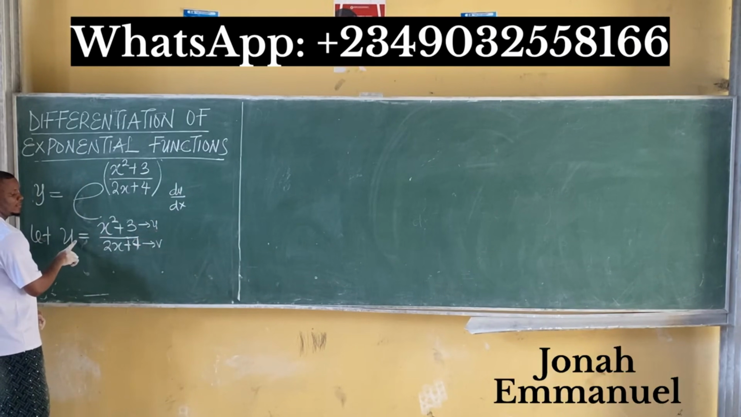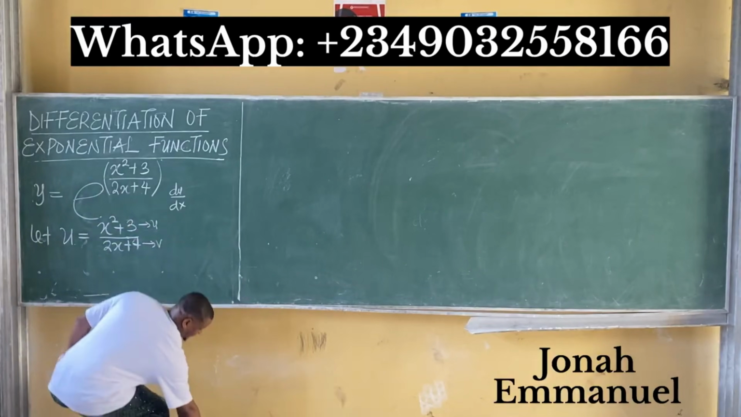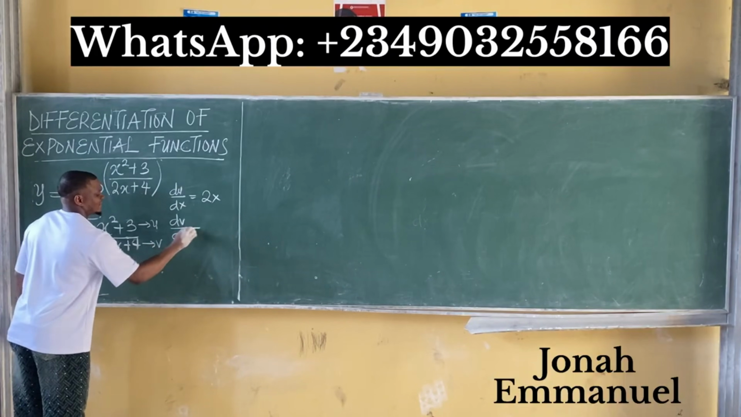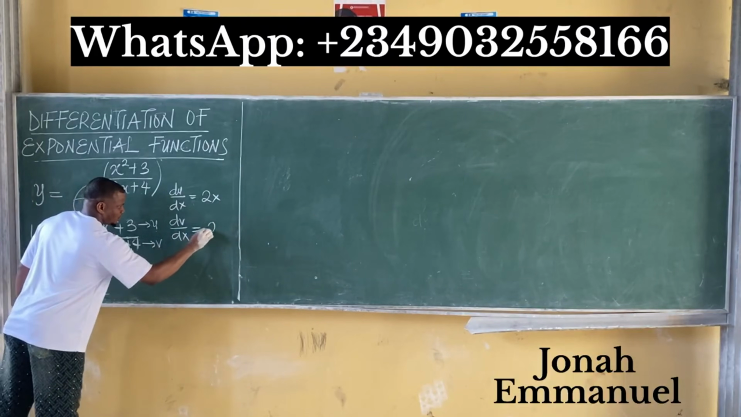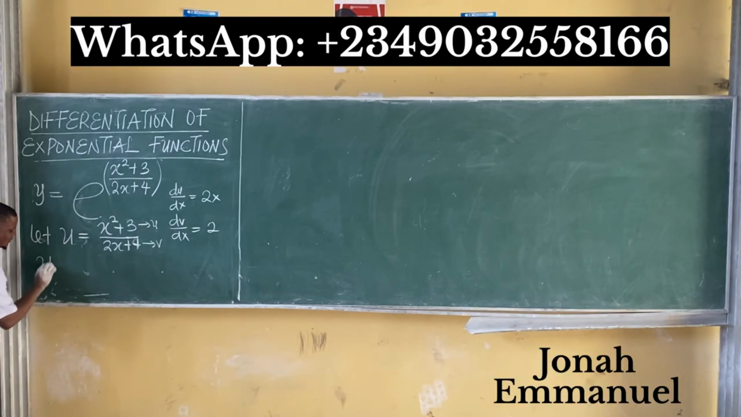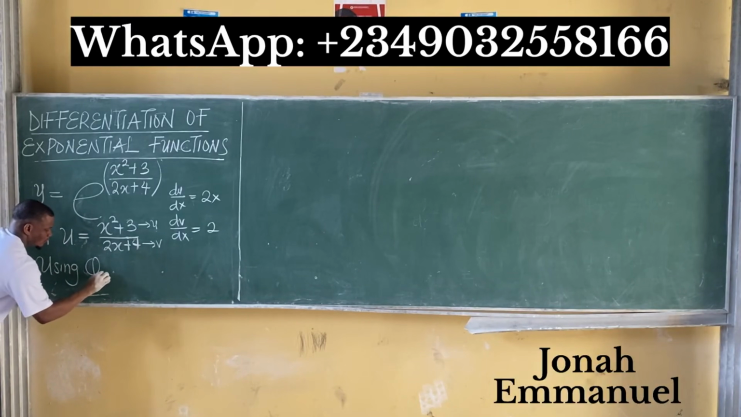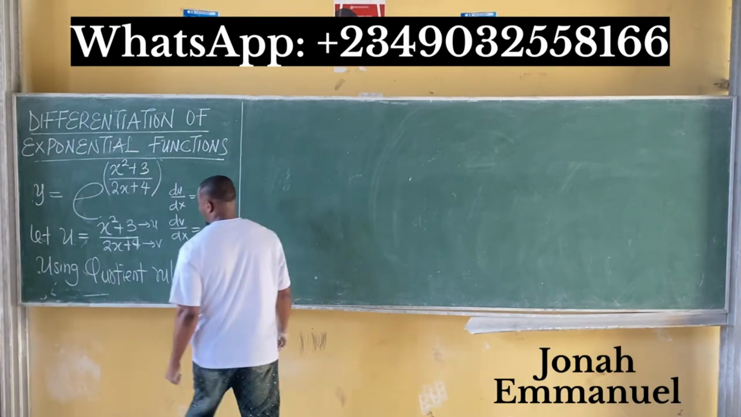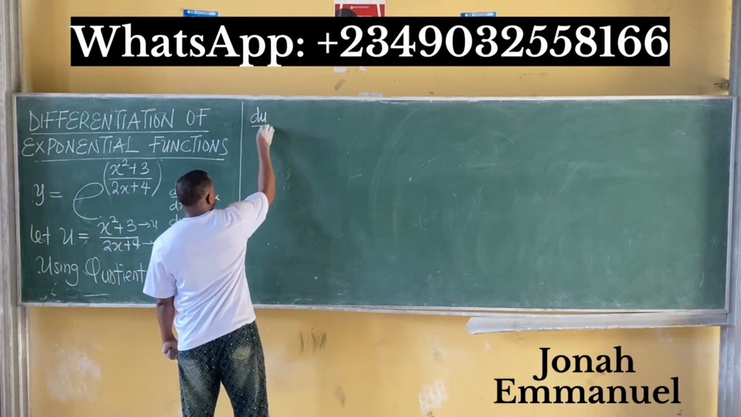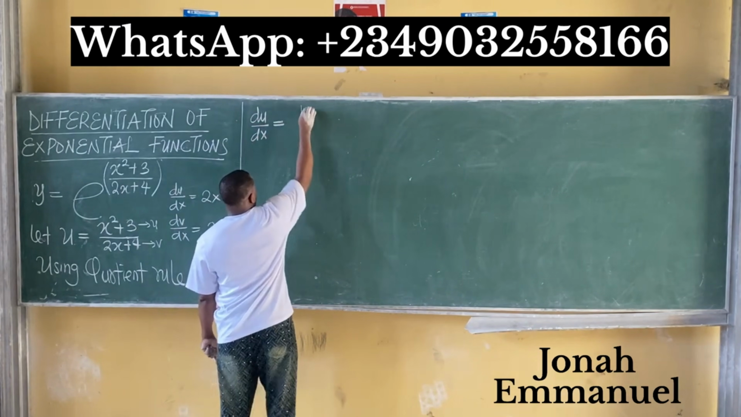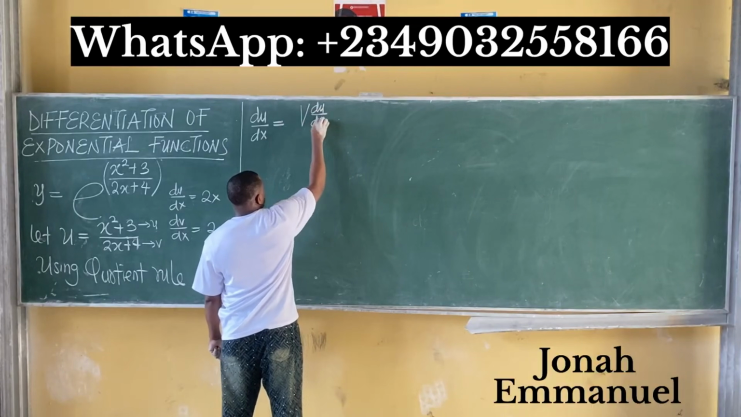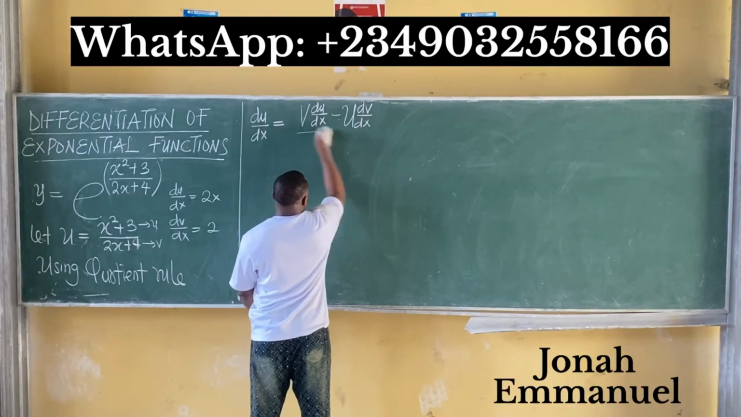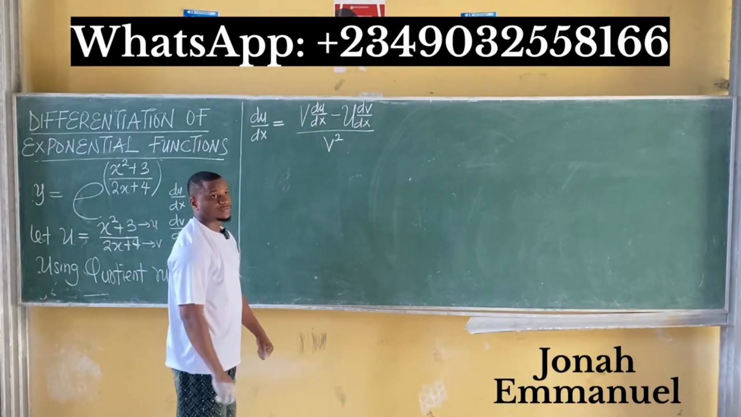Differentiate this. What do you have here? Good, 2x. du dx is equal to 2x. What is dv dx? 2. So if u is equal to this, using quotient rule, what do I have? du over dx is equal to v du dx minus u dv dx all over v squared. This is quotient rule.